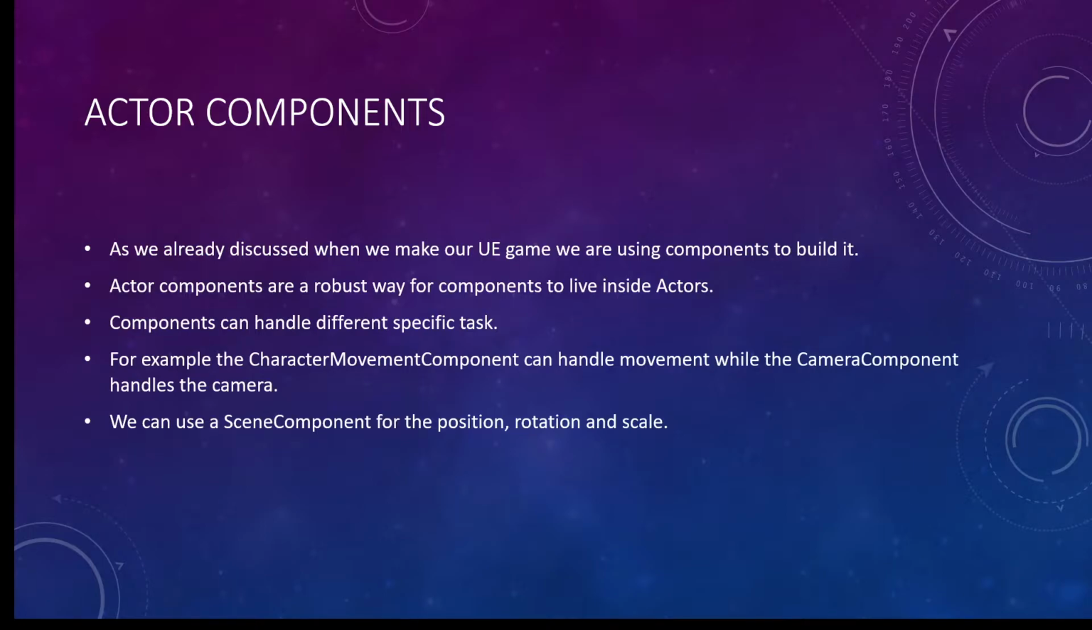So you can reuse these components, and you can also find that there's a scene component that can be attached and that can add a position, rotation, and also a scale, right? And so these are different types of components that I'm talking about. The scene component, the character movement component, the camera component. These are all different components that do different things, but they all work together so that we can build our game. So let's move on.